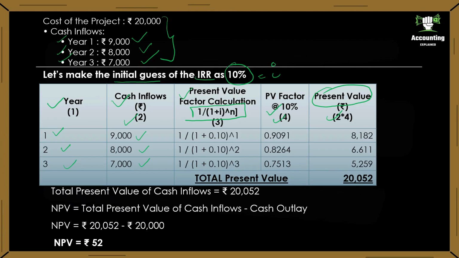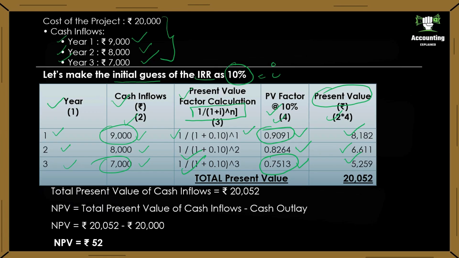Now we get the present value factor calculation: 1 by 1 plus 0.1, that is 1.1 to the power of 1, which is 0.9091. So column 2 into column 4, 9,000 into 0.9091 is 8,182. That is the first year present value of cash inflow. Second year, 1 by 1.1 to the power of 2 is 0.8264. Again 2 into 4, we get 6,611. Third year, 1 divided by 1.1 to the power of 3 is 0.7513. 2 into 4, that is 7,000 into this fourth column, we get 5,259.